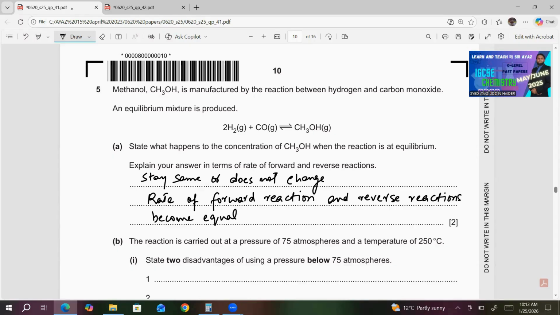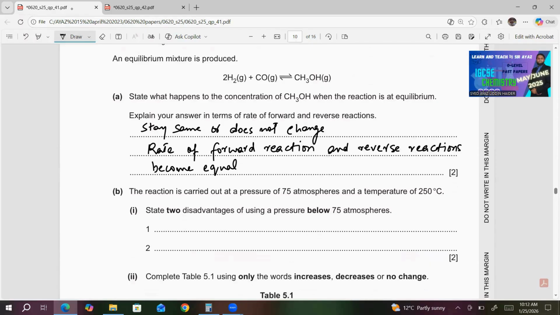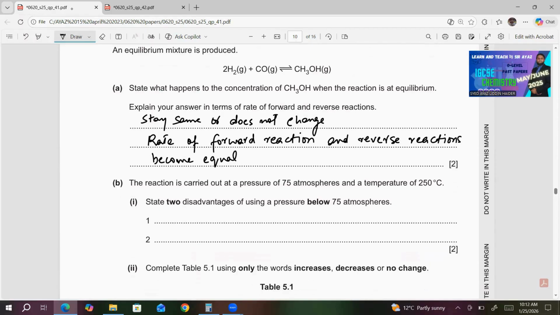B. The reaction is carried out at a pressure of 75 atmospheres and a temperature of 250 degrees centigrade. State 2 disadvantages of using a pressure below 75 atmospheres. Now, they are asking us to tell the disadvantage. If you have low pressure, what will happen? This decreases the rate. So straight away, you're going to write the point: rate decreases.